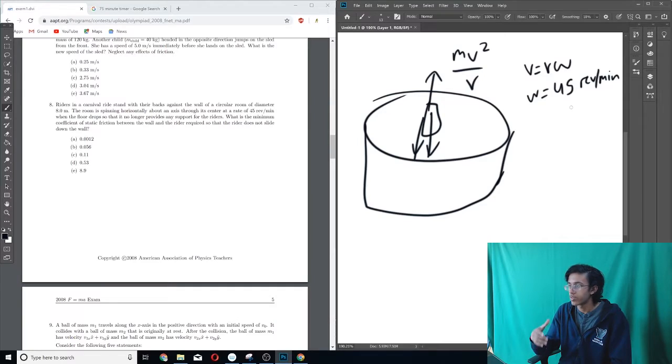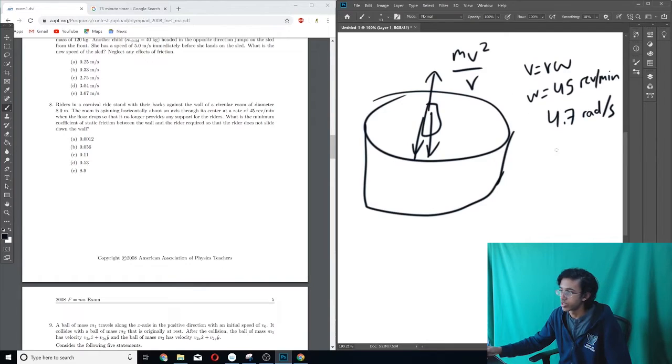So 45 times 2 pi over 60, because we want to find it in radians per second. Alright, so we get that it's just 4.7 radians per second. And then that means that v is just equal to, well, we don't even have to find v. We know that this is also equal to m r w squared. So we could just plug everything in.